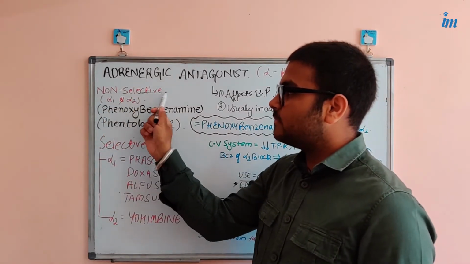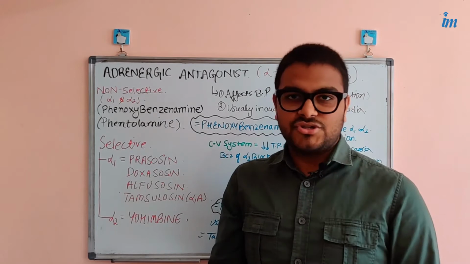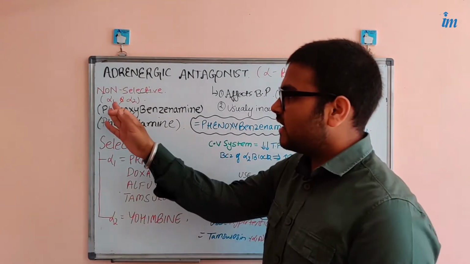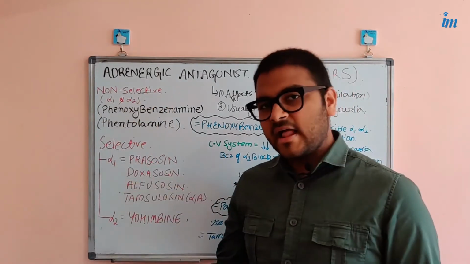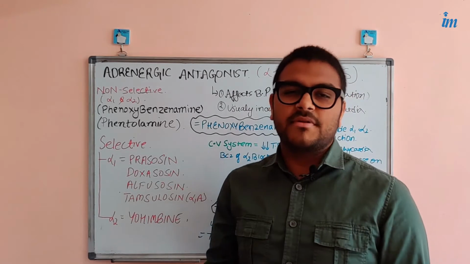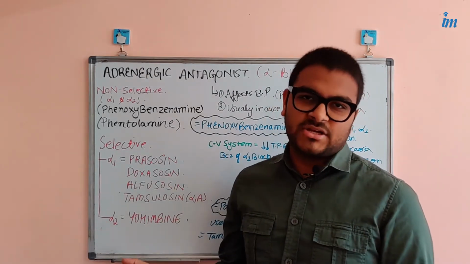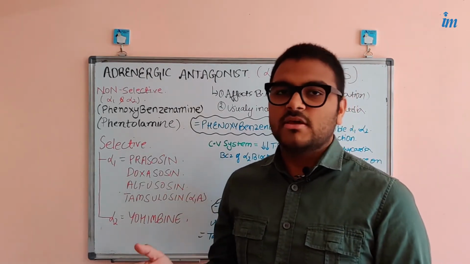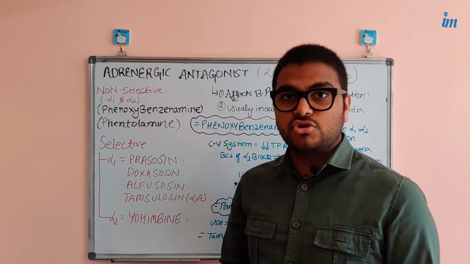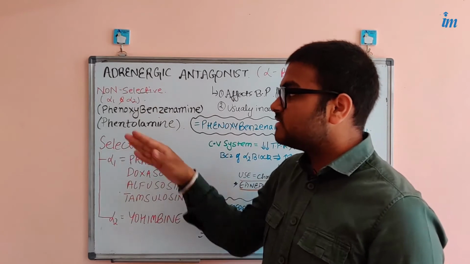The meaning of non-selective is that the drug is blocking both alpha receptors, that it is blocking alpha 1 also and it is blocking alpha 2 also. First we'll remember the name of the drug, then we'll come to the action, because we usually forget the name and remember the action. So the name should be remembered first with the classification.